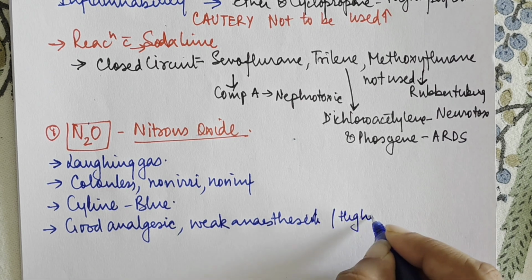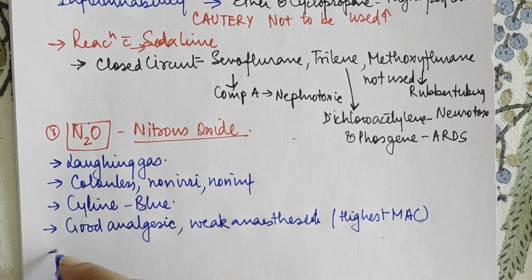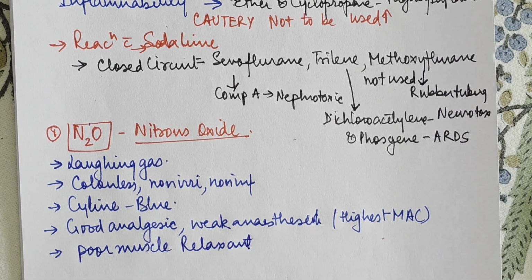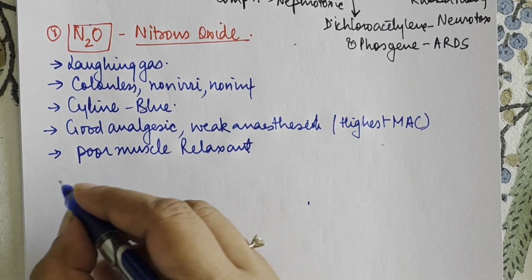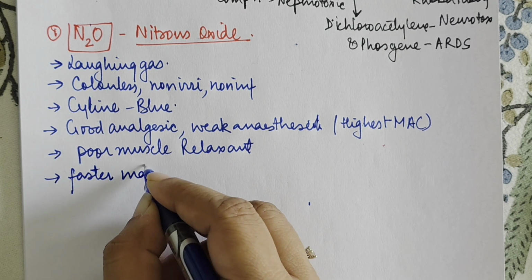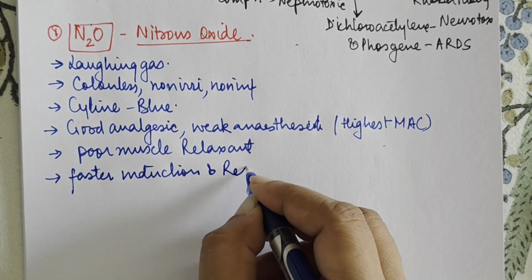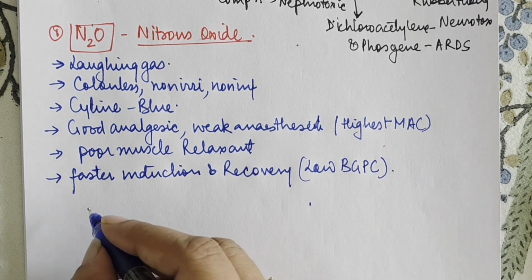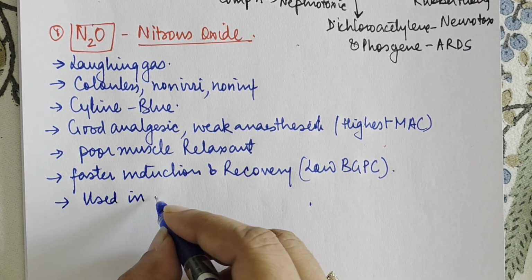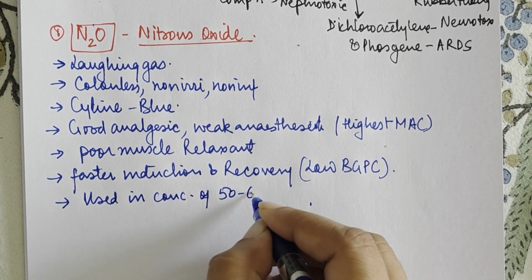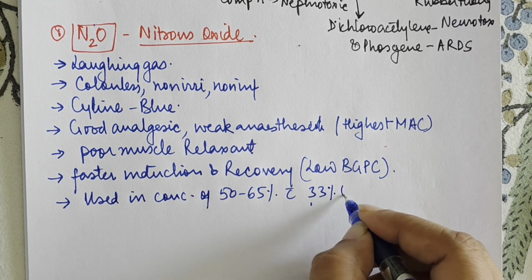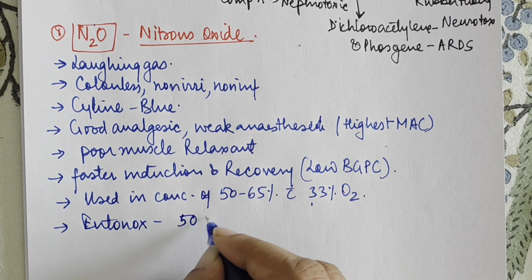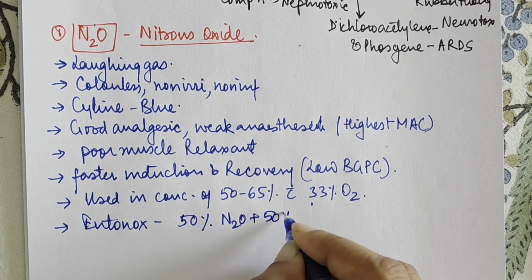It has the highest MAC and is a very poor muscle relaxant, right? It does not cause good muscle relaxation. It shows faster induction and recovery because it has a low blood gas partition coefficient. Then it is used in a concentration of 50 to 65% with 33% oxygen. And I had told you earlier also, Entonox is a mixture of 50% N2O plus 50% O2.